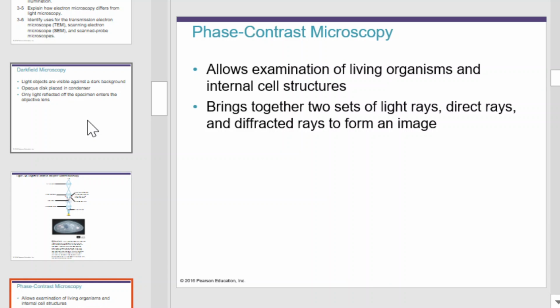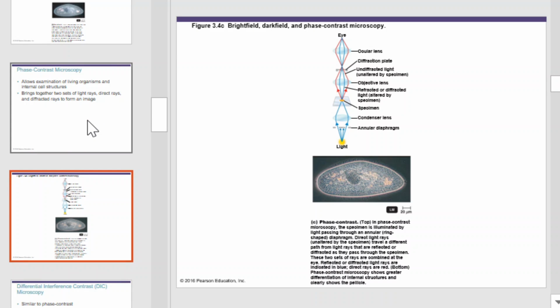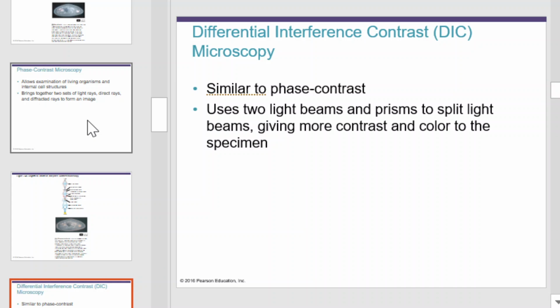Phase contrast microscopy allows examination of living organisms and internal cell structures. It brings together two sets of light rays, direct rays and diffracted rays, to form an image. This is an example of phase contrast microscopy. Differential interference contrast microscopy is similar to phase contrast in that it uses two light beams and prisms to split light beams. It gives more contrast and color to the specimen.